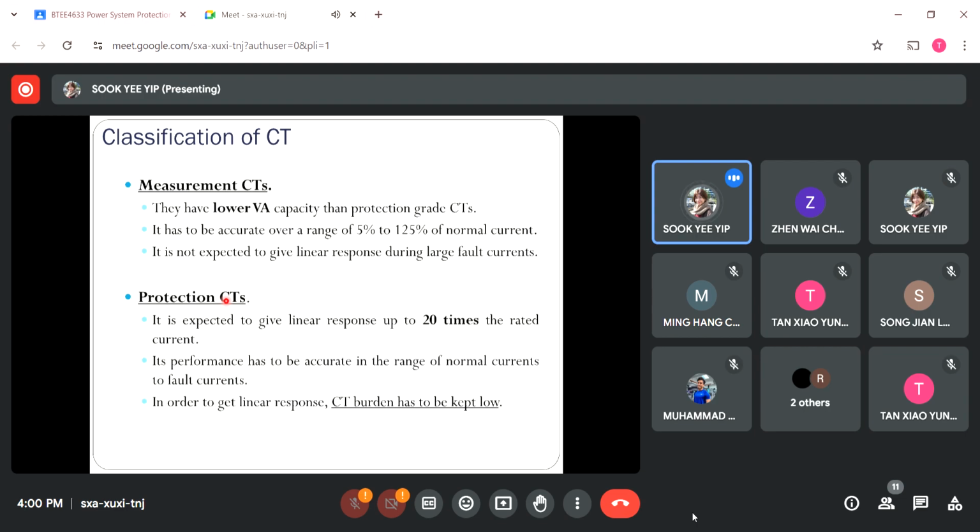What does that mean? The measurement class doesn't have this requirement. So we can say that the protection class of current transformer should give us correct measurements within the range from normal up to fault current values. To do this, so that it still gives the right current measurements under fault situations, the burden value at the secondary side has to be kept as low as possible so that we get the linear response. Whenever you see linear response, it means it gives you the correct current measurements at its secondary side.